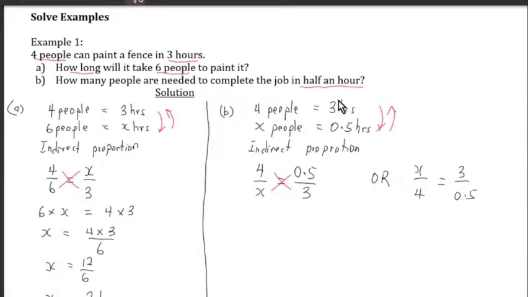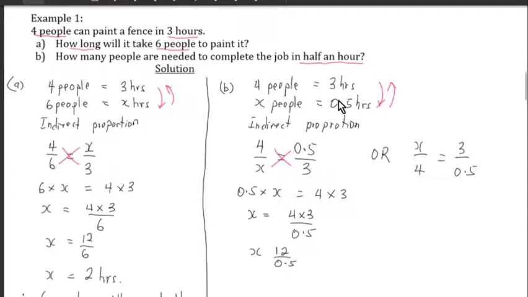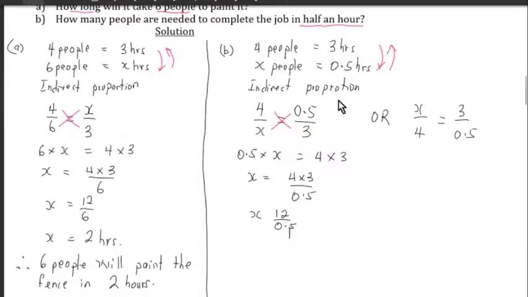So we do our cross multiplication and we get 0.5 times x is equal to 4 times 3. When I divide both sides by 0.5, I'll get x to be equal to 4 times 3 all over 0.5. So this gives me 12 over 0.5. Now I have a decimal here, and I should try and get rid of the decimal. The decimal place is only 1, so I'm going to multiply the numerator and the denominator by 10.